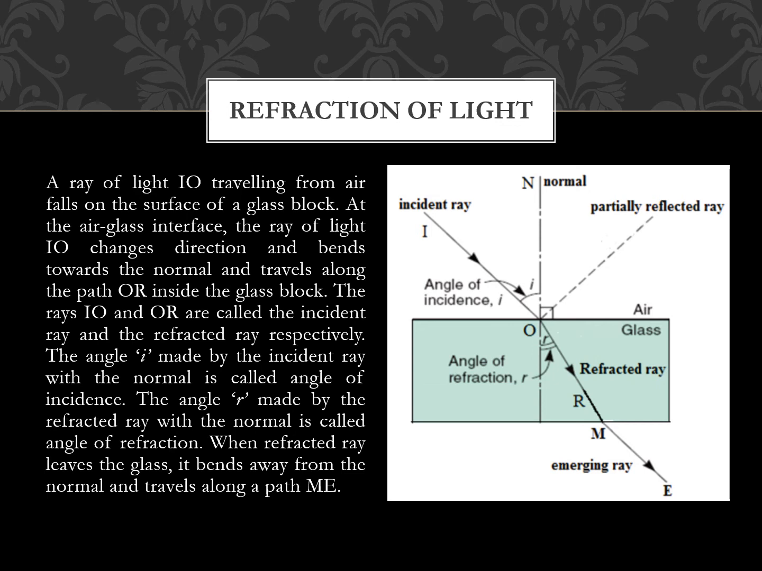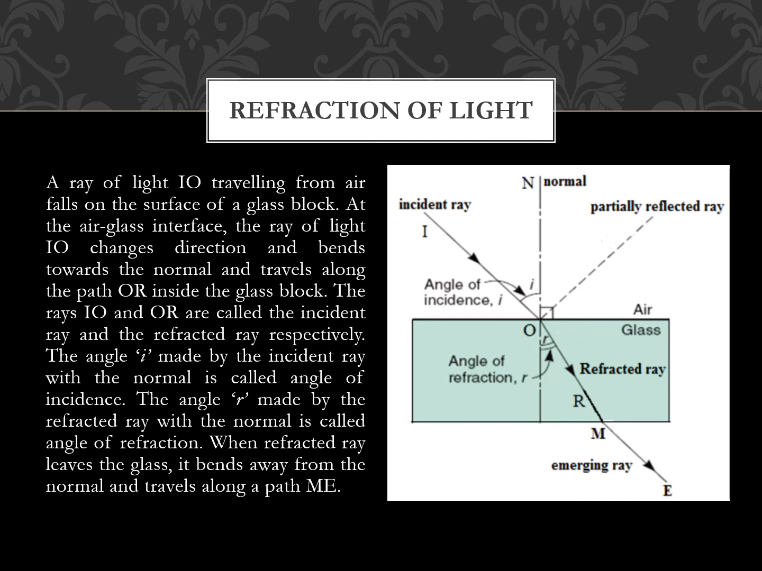Now back to the lecture. The ray OR inside the glass block shows the refracted ray. The rays IO and OR are called the incident ray and the refracted ray respectively. The angle I made by the incident ray and the normal is called the angle of incidence, and the angle R made by the refracted ray with the normal is called the angle of refraction.